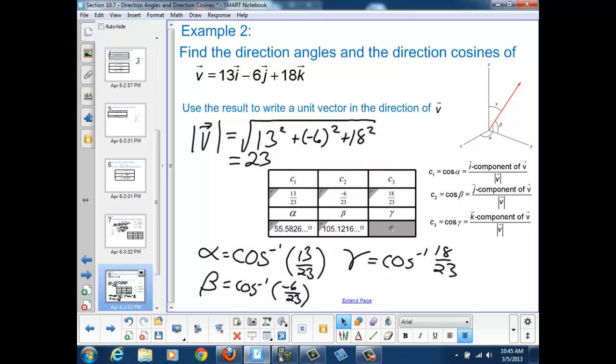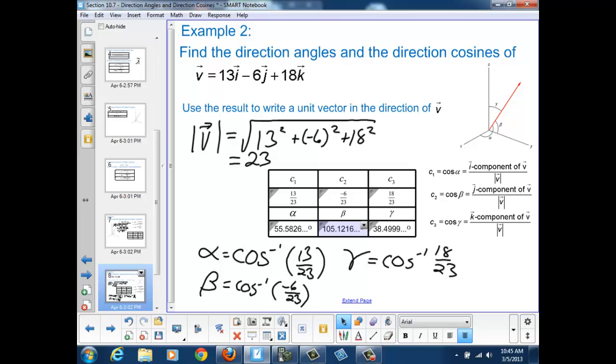55.582, 105.121. Notice how beta is obtuse and our ratio was negative. And gamma is going to be 38.4999. So 38.5 roughly.